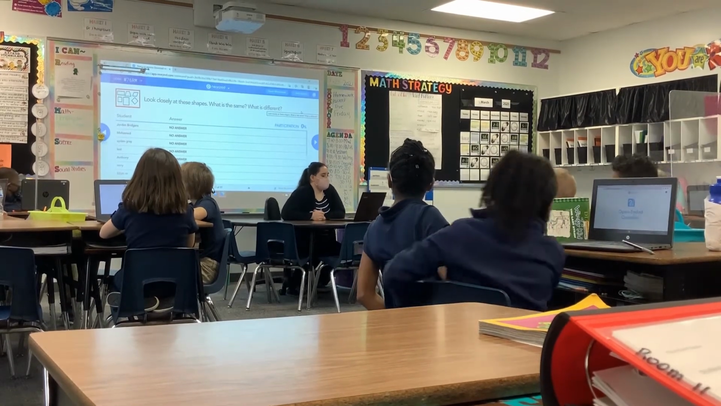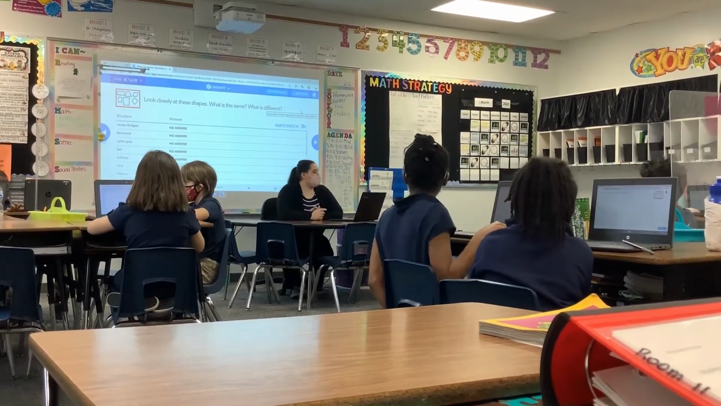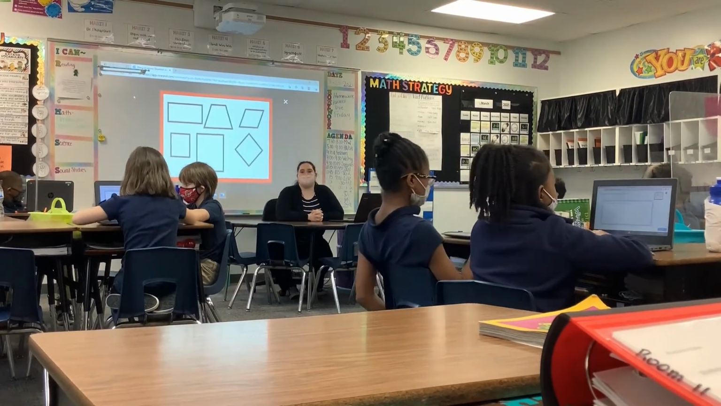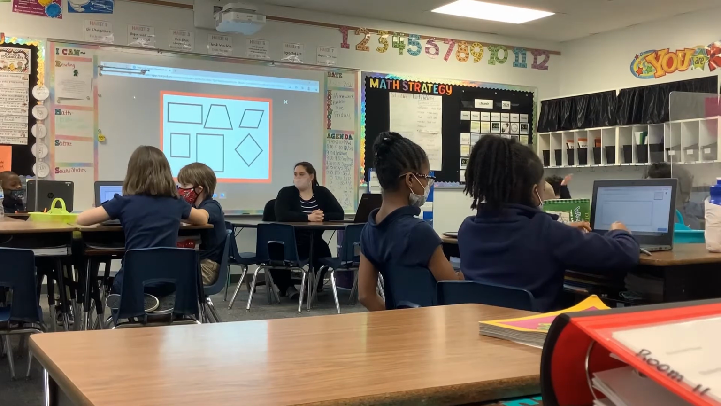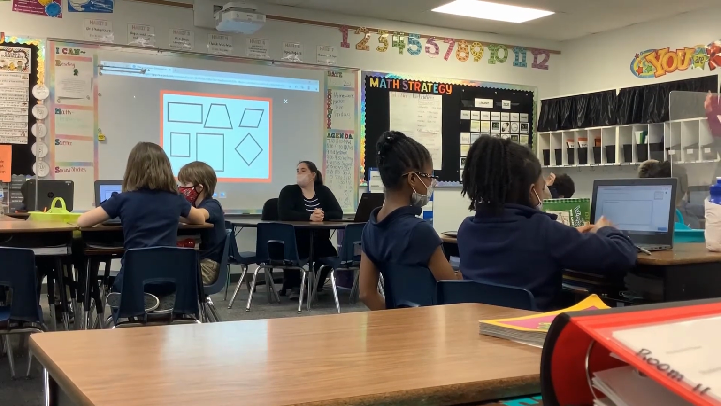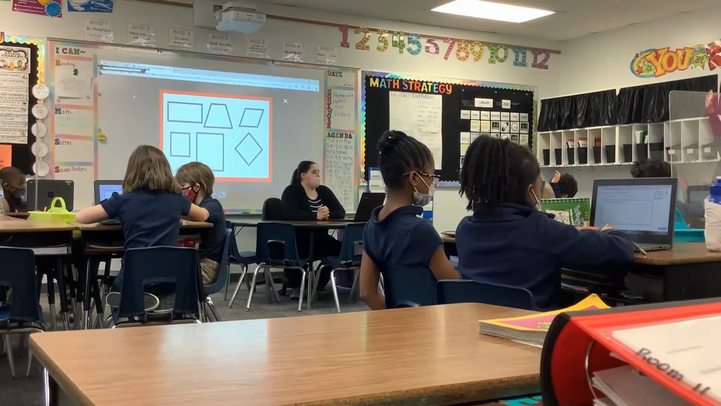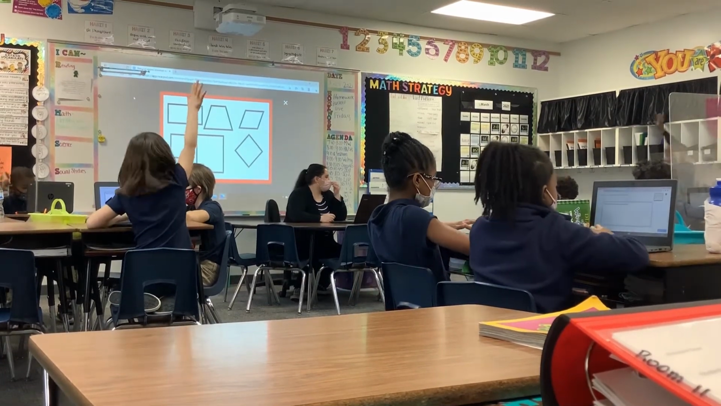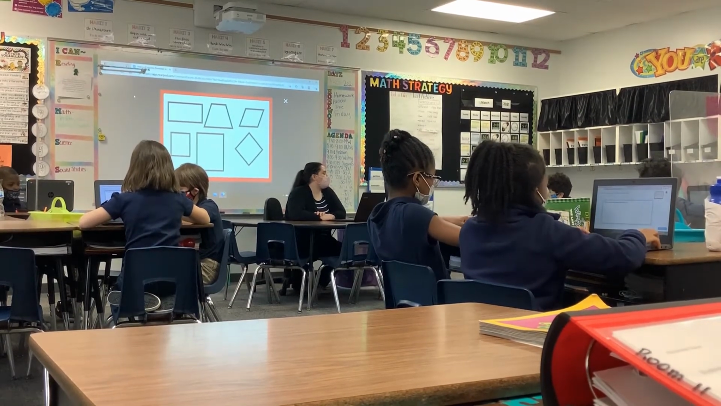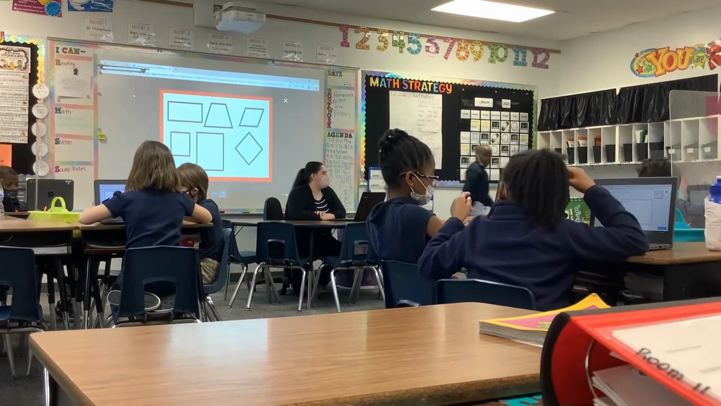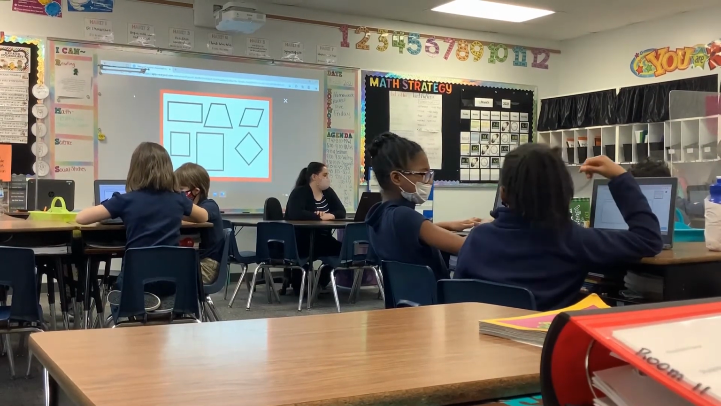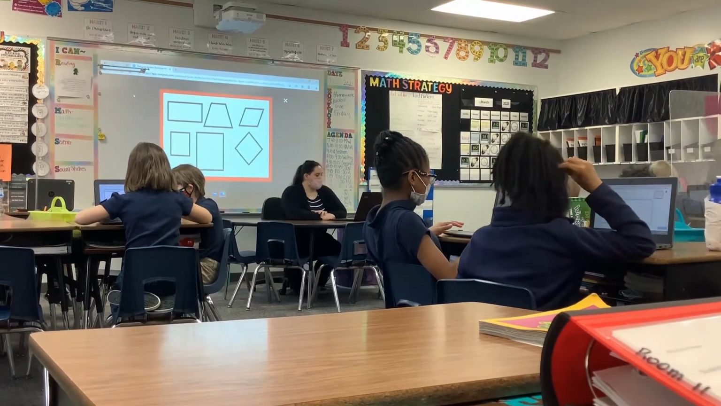So look closely at these shapes. What is the same? What is different about them? There should be one thing that's very much the same. Some of them are quadrilaterals.